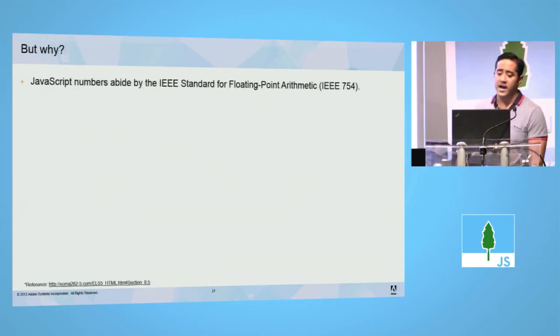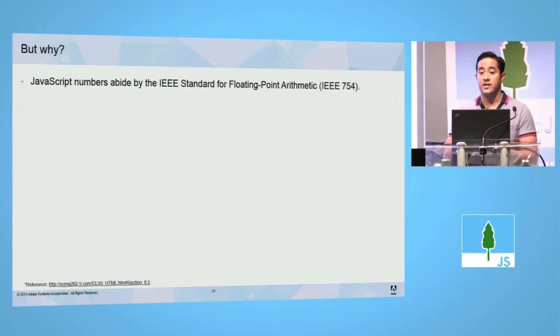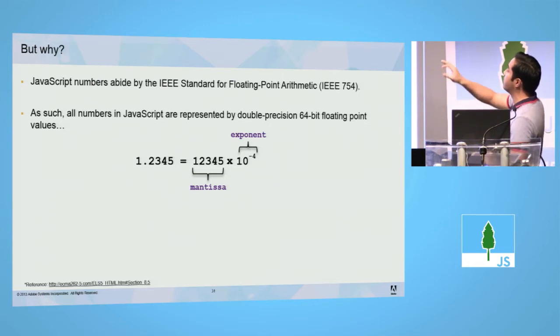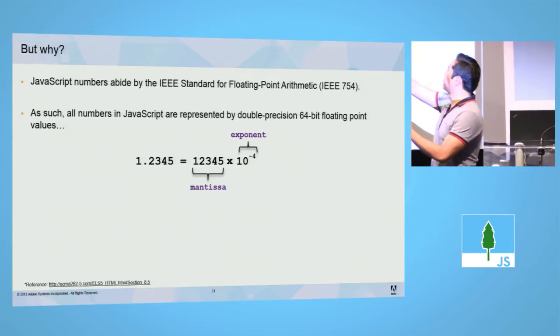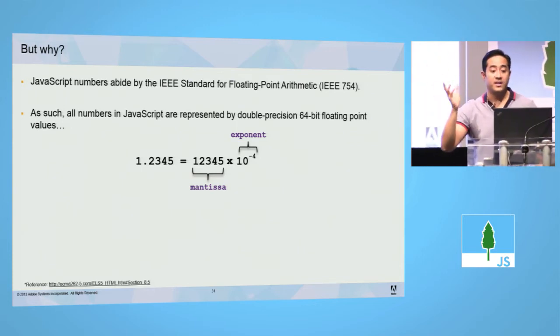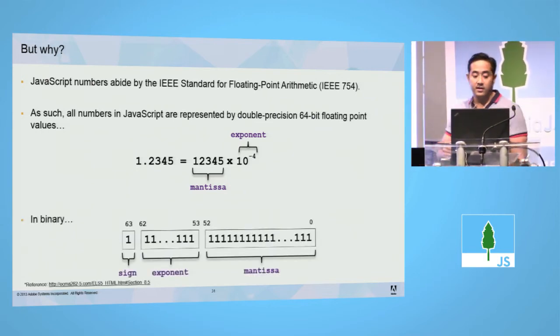JavaScript abides by the IEEE standard for floating point arithmetic, the IEEE 754 spec. For those that know, it's also the same spec that Java uses for the double floating point type. As such, all numbers in JavaScript are represented in this format. So we have a number represented by some integer multiplied by an exponent. In this case, the base is 10. But in binary, this is how it's represented.